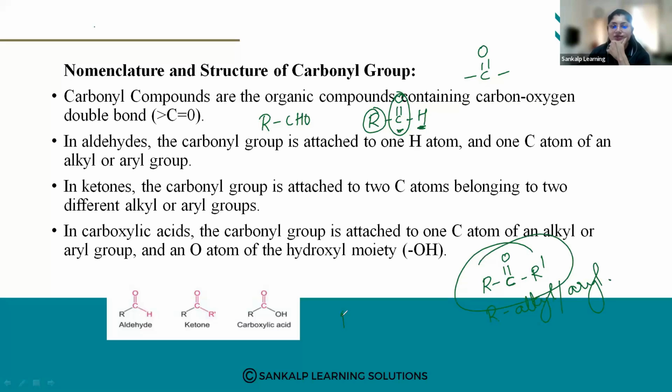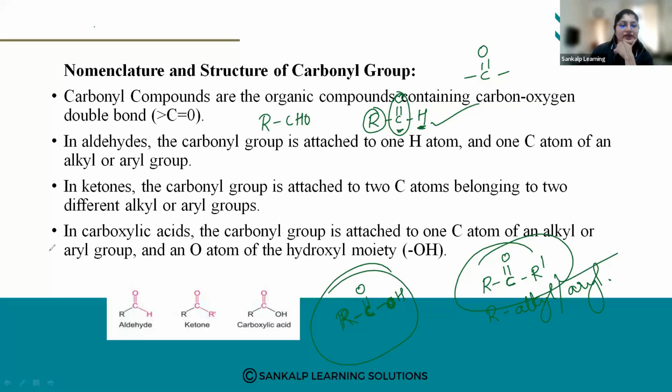And carboxylic acid is R-C double bond O-OH. The carbon is attached to an R group, that is an alkyl or aryl group, and the carbon is also attached to what? Oxygen. It is attached to the oxygen of a hydroxy moiety, that is the OH group. This is called a carboxylic acid, and carboxylic acids are represented like this. So this is aldehydes, ketones and carboxylic acids.